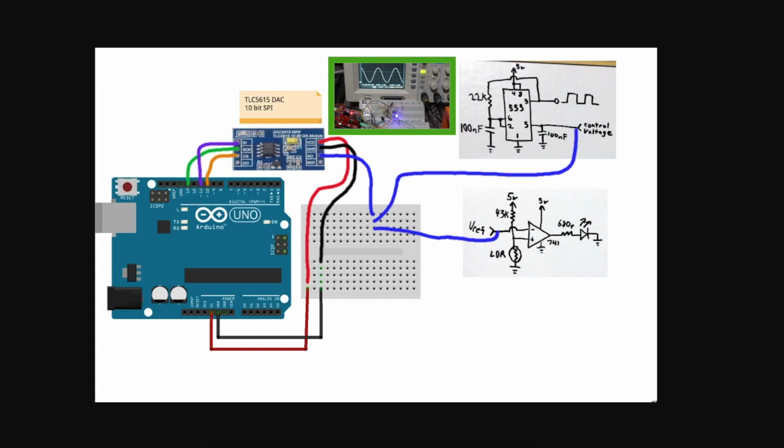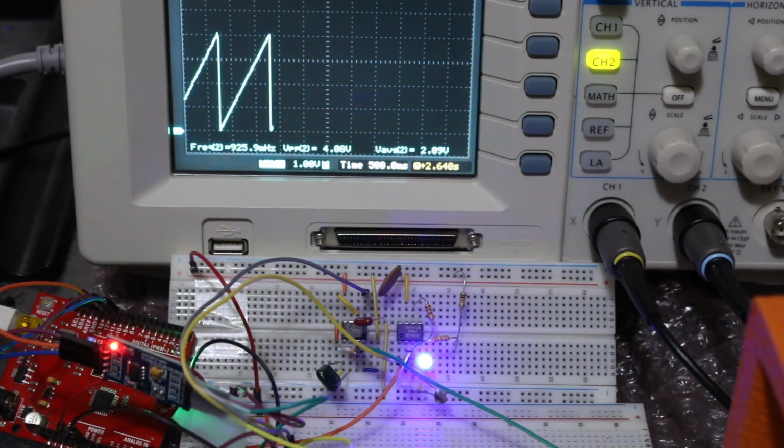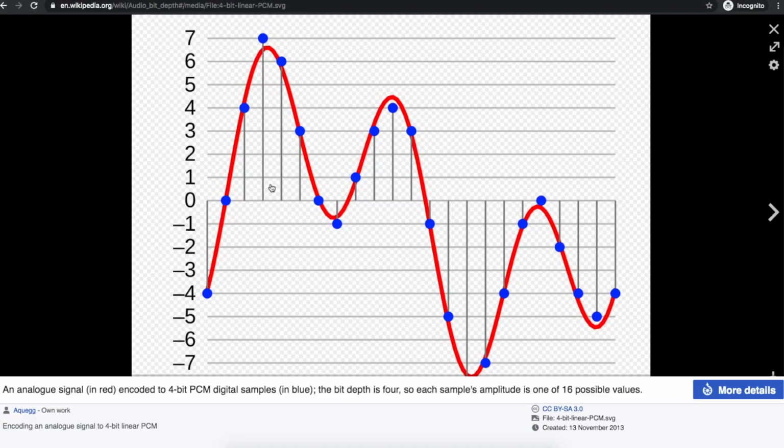Let's look at the TLC5615 10-bit SPI DAC with an Arduino Uno and see what we can do with it. A digital-to-analog converter allows you to take numbers and convert them into voltage levels, so you can send it a bunch of different numbers and reconstruct or generate from scratch a unique waveform.